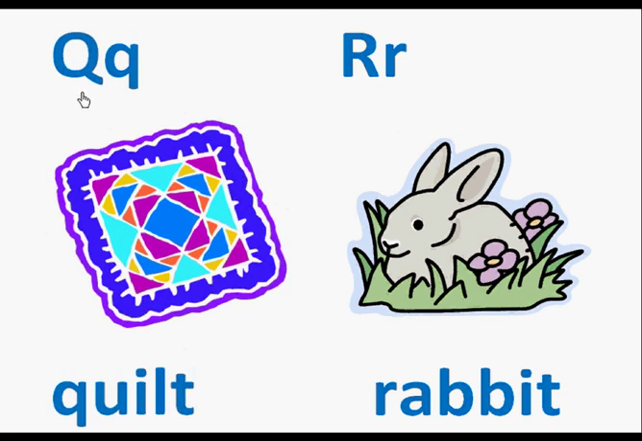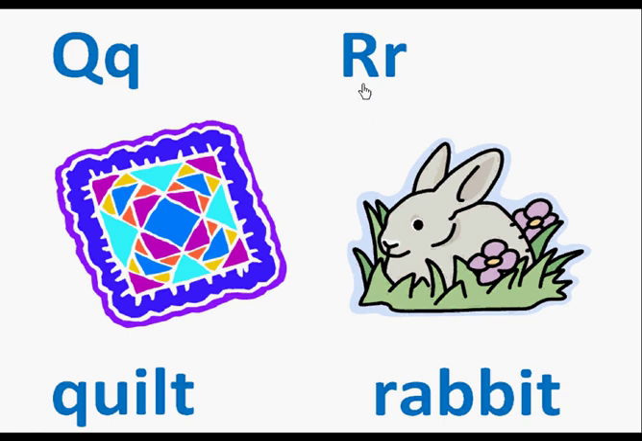Here we have the capital Q, the small letter q, a picture of a quilt, the word quilt. The letter Q makes the sound qu. So we'll read this page. Q, quilt, qu.